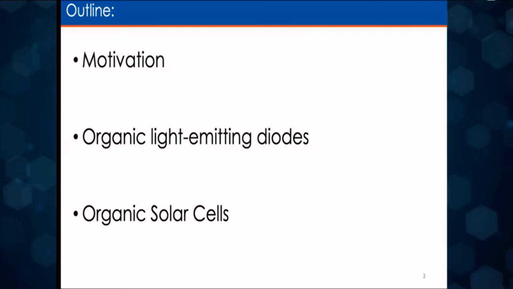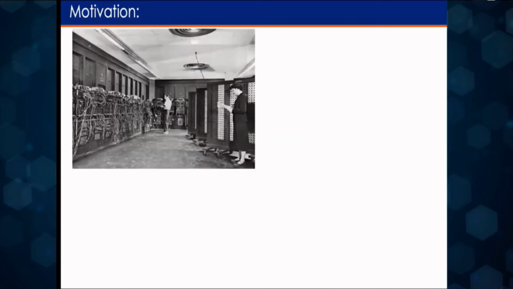pursue today's optoelectronic devices. I have only 35 minutes, so I have only chosen two examples. One is organic light emitting diodes, and the second example is organic solar cells. Going forward, this is a sort of motivation, and this is going to be very tutorial in the beginning, with a lot of pictures, thanks to Google.